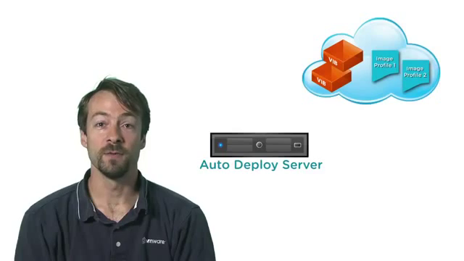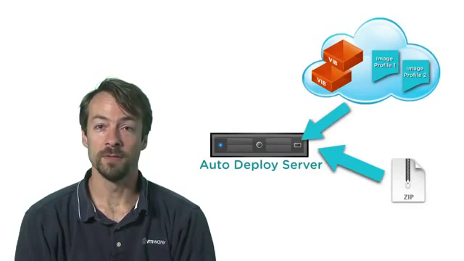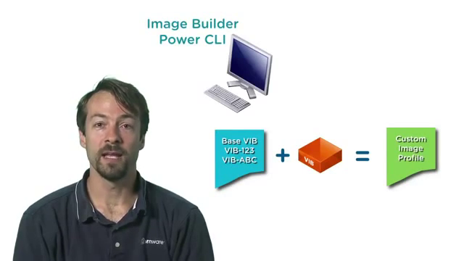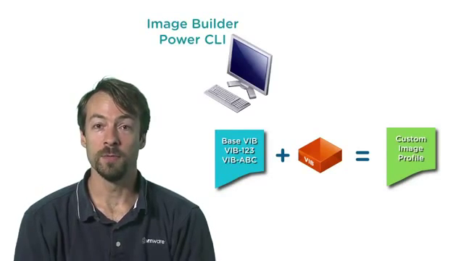Many customers use predefined image profiles from VMware, but you might use an image profile from your server manufacturer or another vendor. Auto-deploy can retrieve image profiles from an online depot or offline depot, which is a local zip file. You can also build custom image profiles by adding or removing VIB packages with the Image Builder CLI.